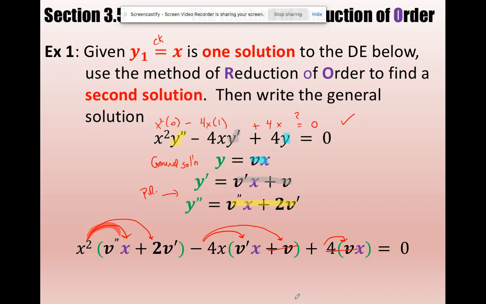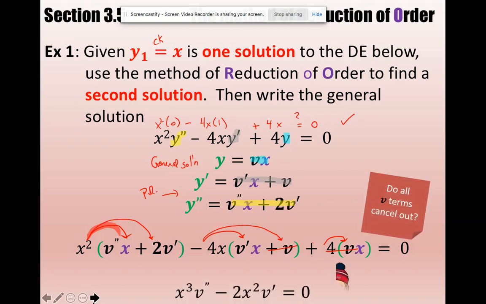That should always happen. Your v to the first terms should cancel out, all because of that original solution. If that doesn't happen at this step, you've done something wrong. And again, the reason they cancel out is, I did that in the proof, because you will have plugged in the first solution, and the first solution is equal to 0, and we check that.